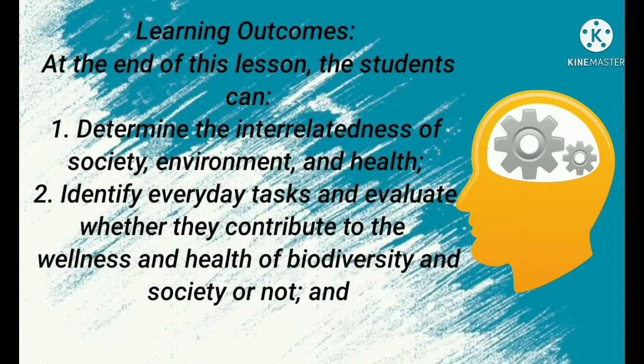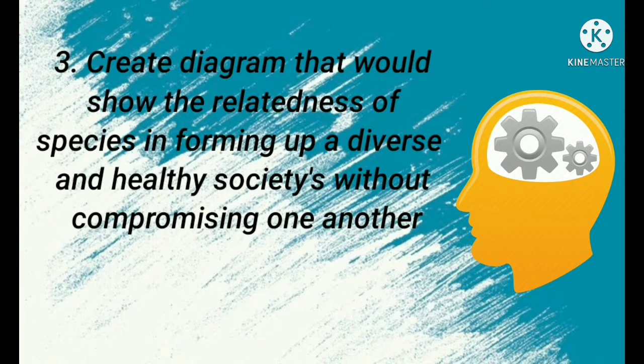For the learning outcomes, at the end of this lesson, the student can determine the interrelatedness of society, environment, and health. Second, identify everyday tasks and evaluate whether they contribute to the wellness and health of biodiversity and society or not. And the third one is create a diagram that would show the relatedness of species in forming up a diverse and healthy society without compromising another.